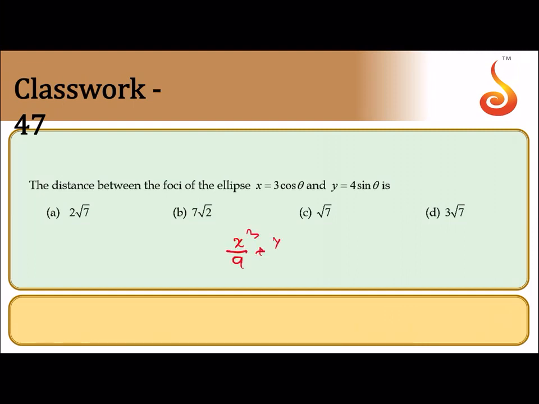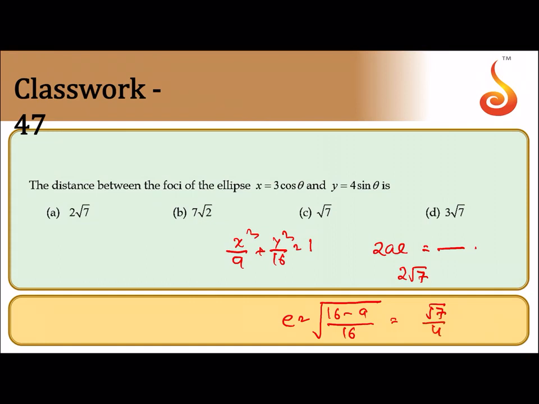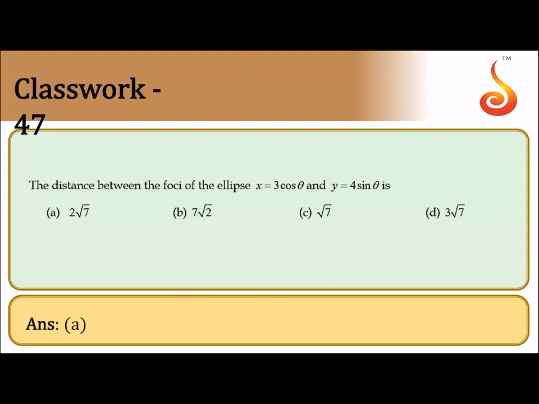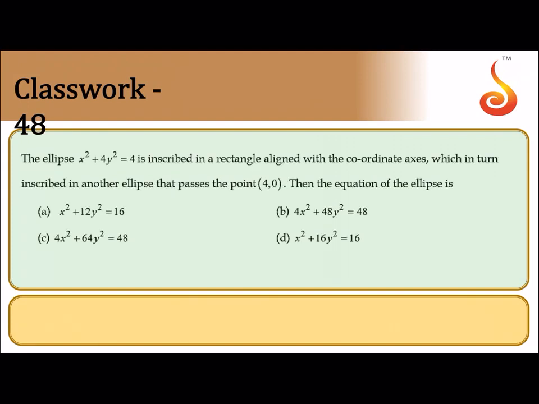47. The distance between the foci of an ellipse is to be found. The ellipse is x square upon 9 plus y square upon 16 is equal to 1. The distance between the foci is 2ae. You have to calculate it. This is also a simple one. The distance between the foci will come as 2 root 7. So you have to calculate the eccentricity. Eccentricity will give you root of (16 minus 9) by 16, which is root 7 by 4. So the value of a is equal to 4, and this gives you 2 root 7. So option A is correct.